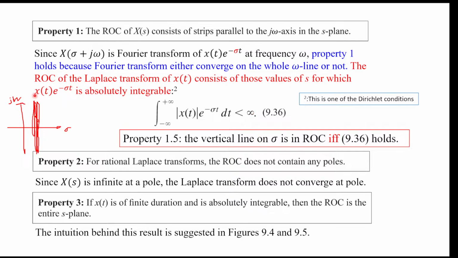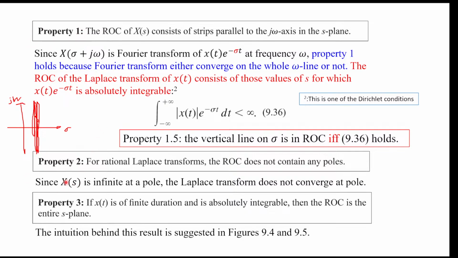It says that some place is inside the ROC if and only if this integration is convergent. Okay, this is the first property, and basically this property tells us how to find the ROC. So the ROC will be a collection of those strips, and a strip is inside the ROC if and only if this integration is convergent. So that's the first property and the reasoning behind it.